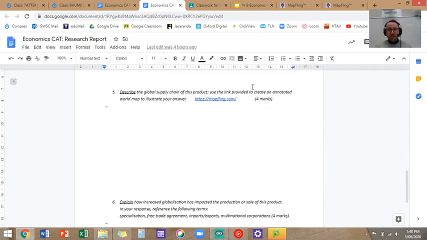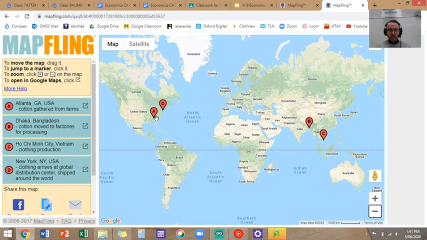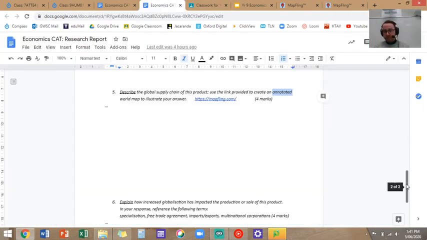4 marks there. You get 2 marks for the map itself. So do you have a map that shows a global supply chain? And then you'll get the extra 2 marks if you actually annotate it. What that means is not just label it, but you write down the steps that you are labeling. Right now, under each of these steps I've added just a little bit of information. I could probably add a bit more detail to get full marks there. But that's what you're doing for question 5.